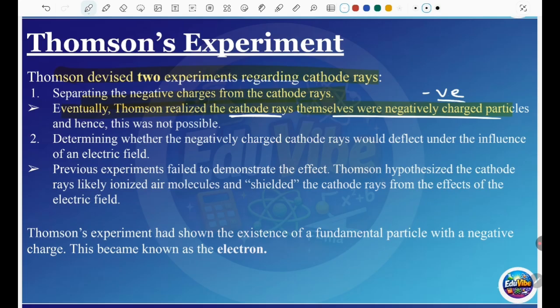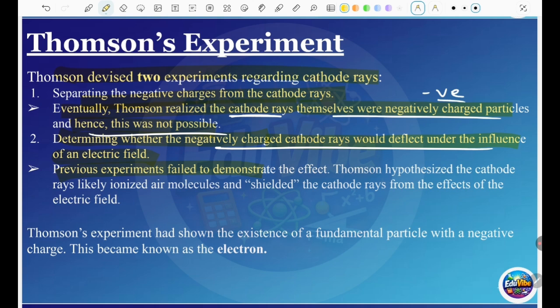This question is commonly given in MCQs: what charge do the cathode rays have? They have a negative charge. Next, they determine whether the negatively charged cathode rays would deflect under the influence of an electric field or not. So they made an electric field, put the negatively charged cathode rays in it, and see whether they would deflect. Previous experiments failed to demonstrate this effect.